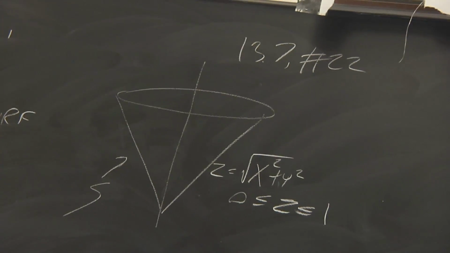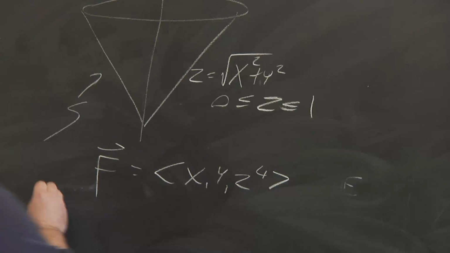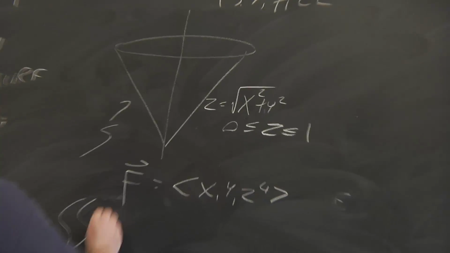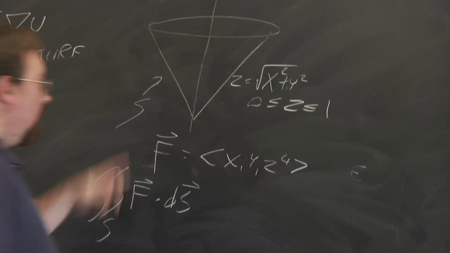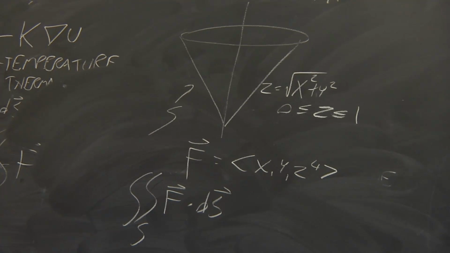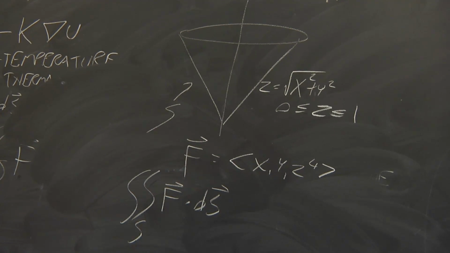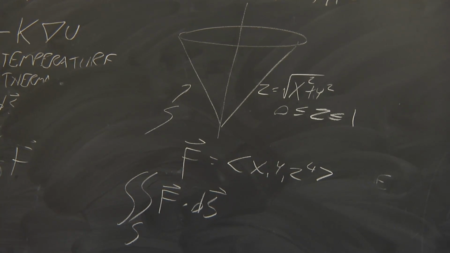All right. So the vector field we're going to deal with is x, y, z to the fourth. So we need the integral of this vector field over this surface. Now, there's a couple different ways that we can do this. Now it's tempting.